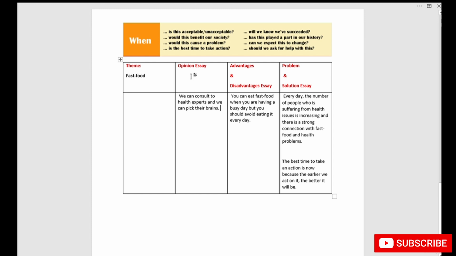And let's look at this part. When will we know we have succeeded? It can go to any of these. Let's write it in the opinion essay part because we need to support our ideas and we need to justify our examples and ideas. So I can say, if the number of people, especially students, who are suffering from health issues caused by the high consumption of fast food decreases, then we will know that we have succeeded.